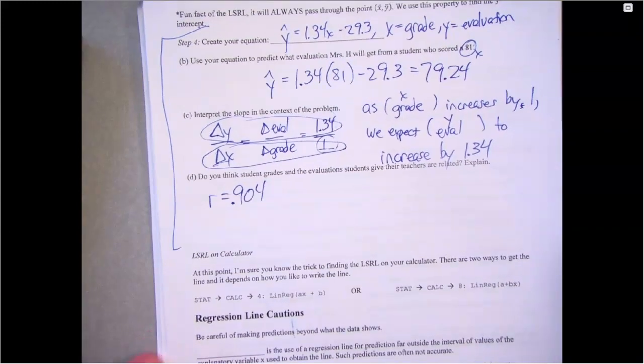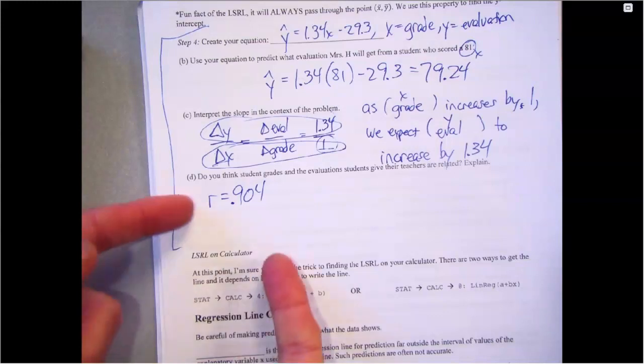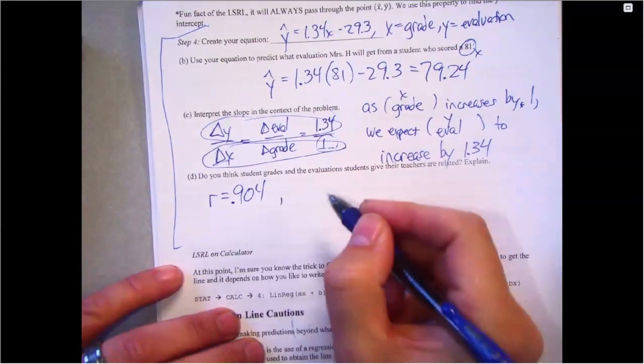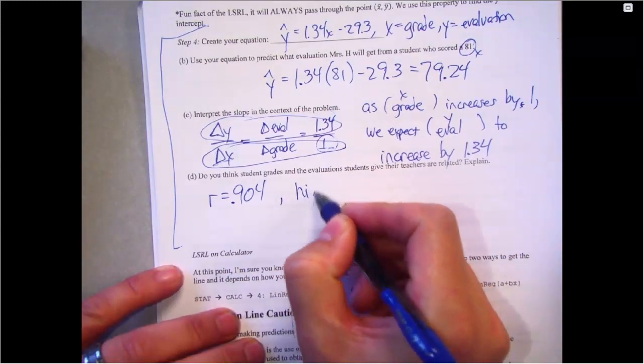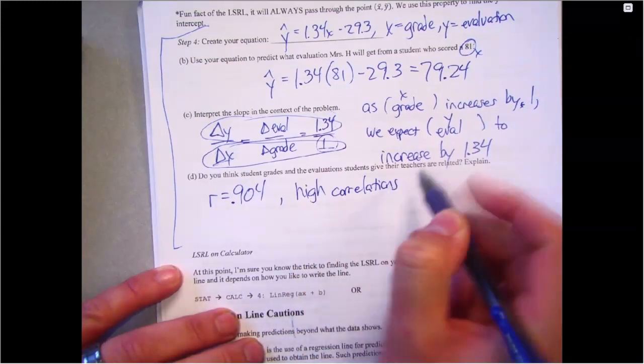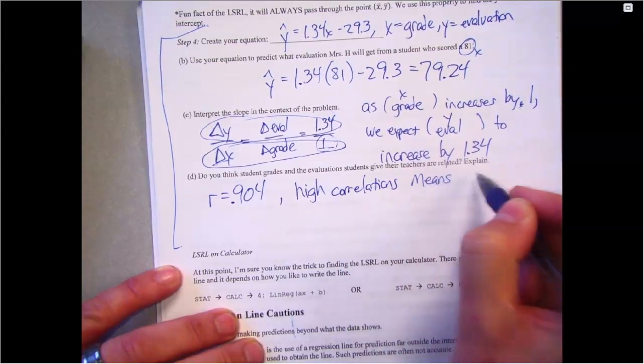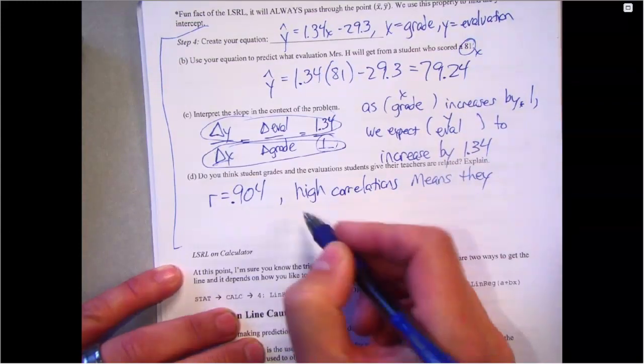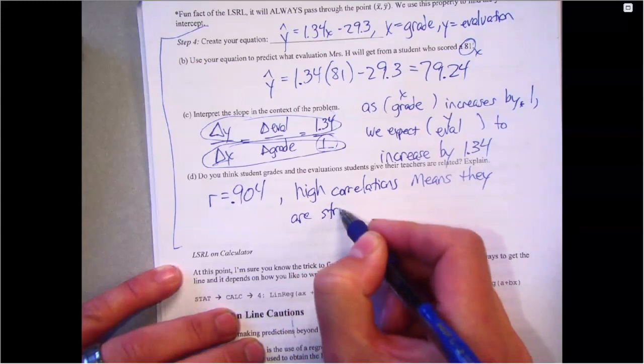So you're right. What did you say? I forgot. Correlation is strong. So you just gotta prove it. So R is 0.904. So high correlation means they're related. I would even say strongly related, because that's a pretty high number.